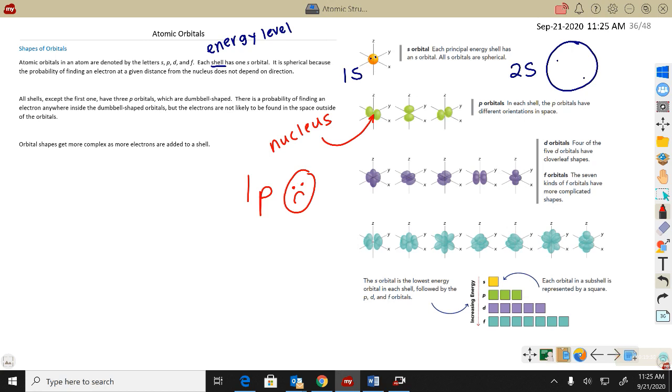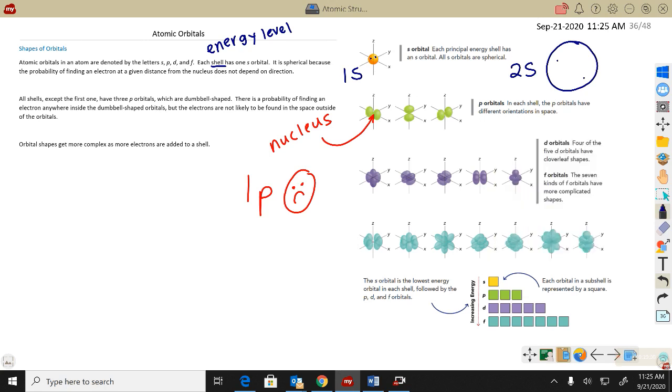Now there are 3 p orbitals. They're the exact same shape and they're the same energy level. The only difference is that they lie on a little different axes in space. So their orientation is just a little bit different. But you still have a chance of finding 2 electrons.